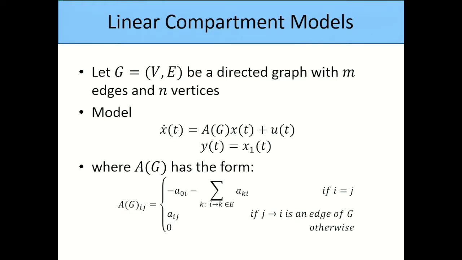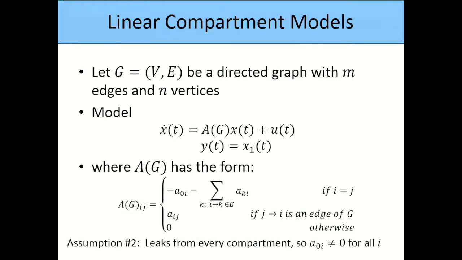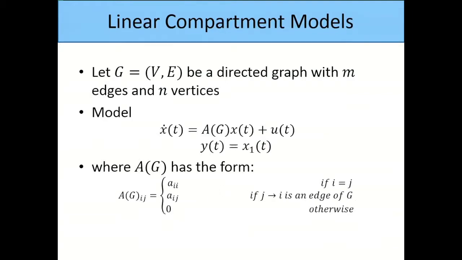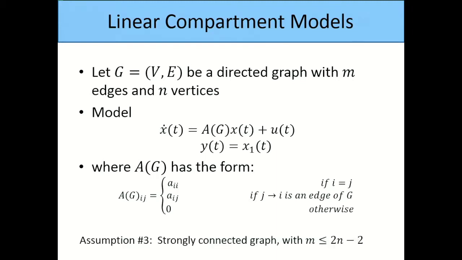All right, so that brings me to my next assumption, which is I'm only going to be looking at models today that have leaks from every single compartment. So what this means is that we're assuming this leak term is non-zero. Because I'm assuming this leak term is non-zero along my diagonal elements, that means that all the entries in my matrix are independent. So let's just rename them to make our lives simpler. Let's just rename the diagonal elements Aii. Okay, so we have this nice simple form for our weighted adjacency matrix.